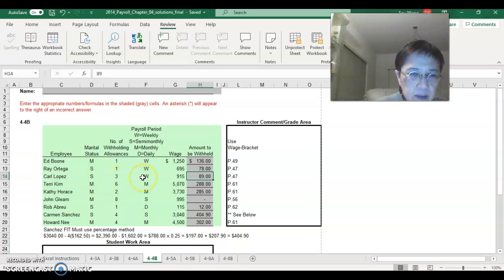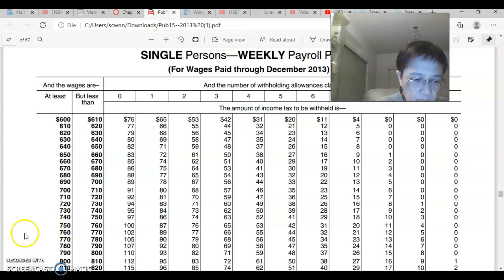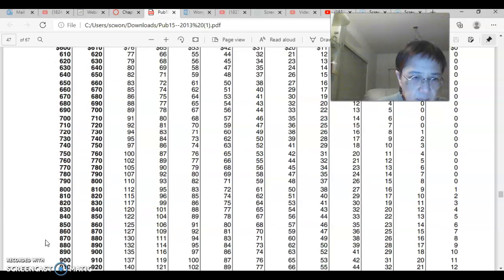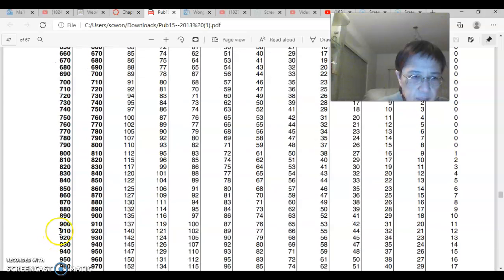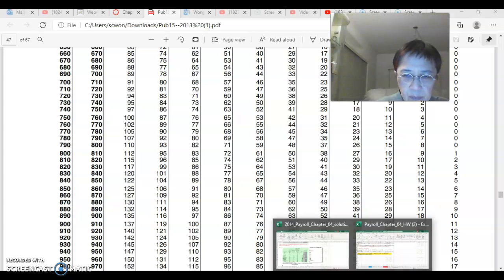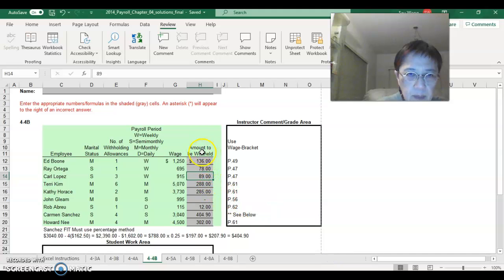Carl paying is weekly. It's still page 47. Let's go to page 47. Carl payment is $915. He got paid $915, which is at least $910, but below $920. And then he has 3 withholding allowances. 0, 1, 2, 3. So it's $89 federal income tax withholding. $89 amount to be withheld. Okay, $89. So let's do one more.